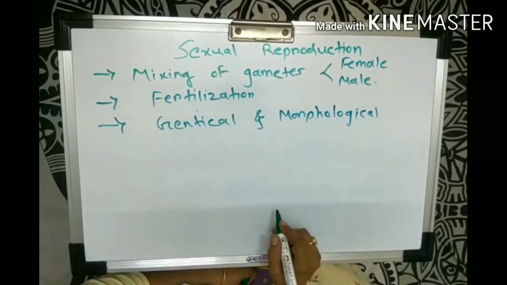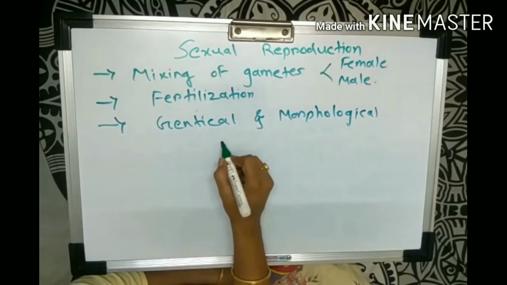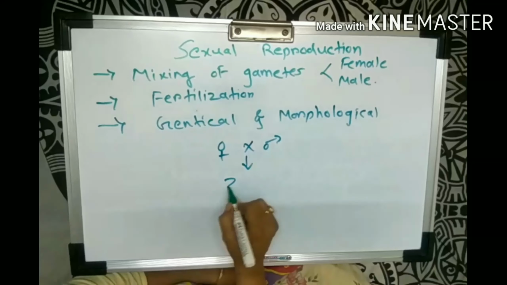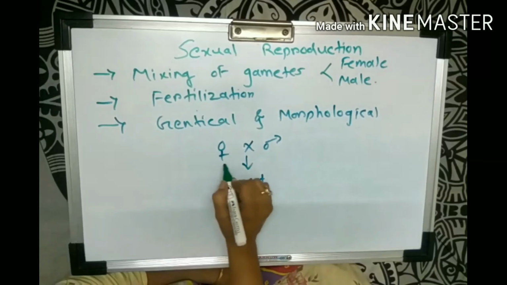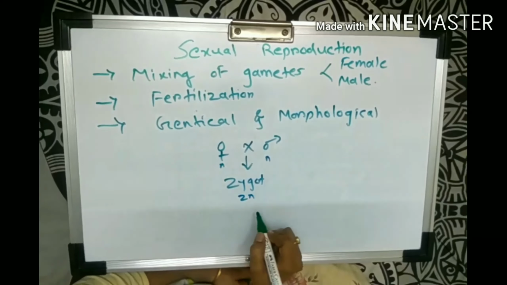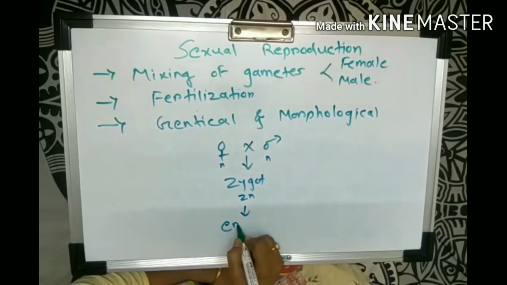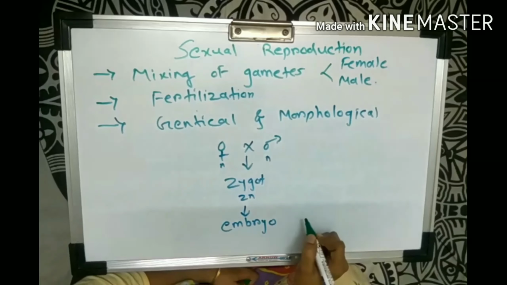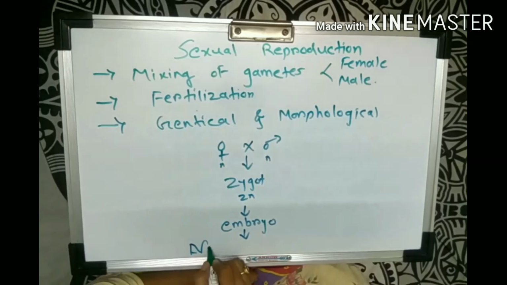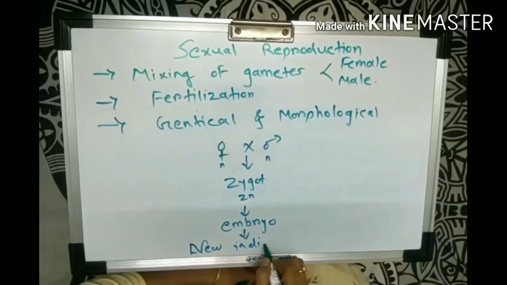Why is there morphological and genetical variation? Because there is mixing of female and male gametes forming a zygote. These male and female gametes are n in number and the zygote is 2n. This zygote forms an undifferentiated mass of cells called an embryo, and this embryo later on forms a new individual. This is the sexual reproduction in plants.